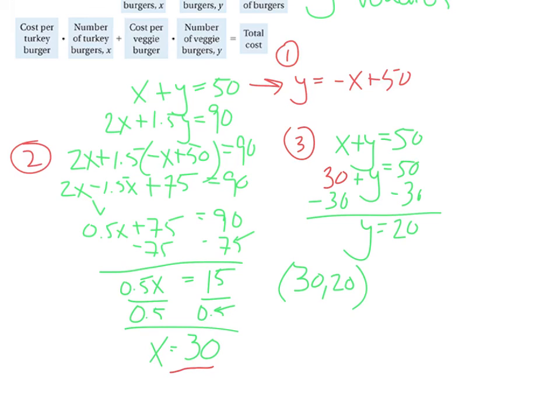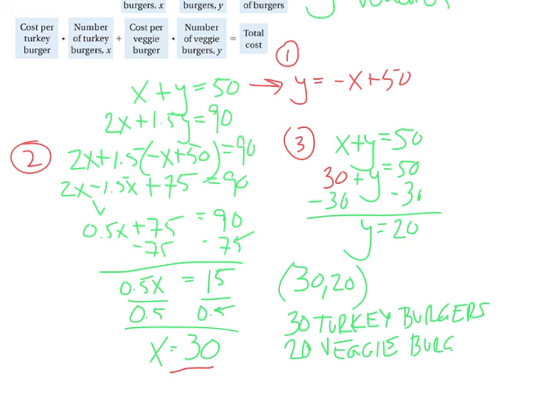But this is a real life situation. What does the 30 mean? What does the y mean? Well, up above we said that the x, or the 30, represented the number of turkey burgers. And that the y value represented the number of veggie burgers. So in a real life application, we don't want to say 30, 20. We want to add the labels to it so that it has a context.